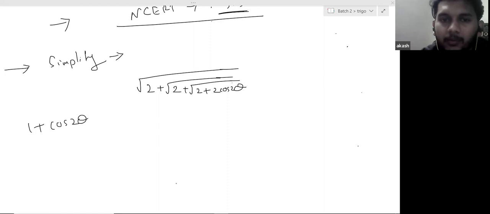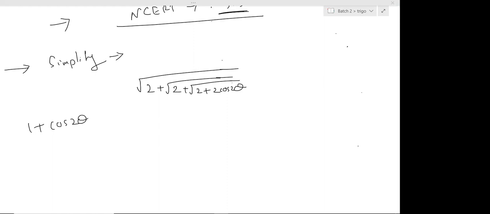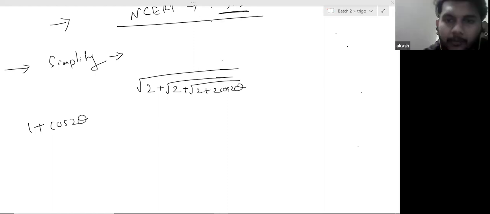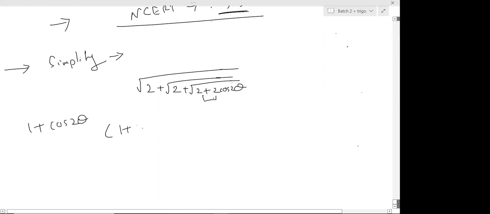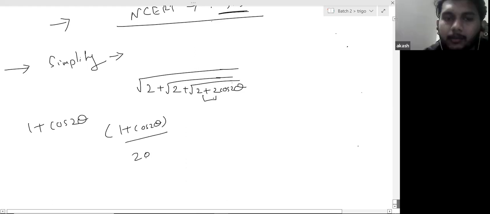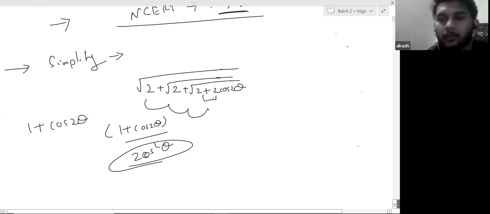Any ideas how to solve this? Rahman, Mazia, Shafullah, can we use cos 2 theta? Right, you have to use that formula only. If you take 2 common, then it will simply become 1 plus cos 2 theta, and this is 2 cos square theta, right? If you do this, then this will become a pattern and very easy to solve. All right, try this.